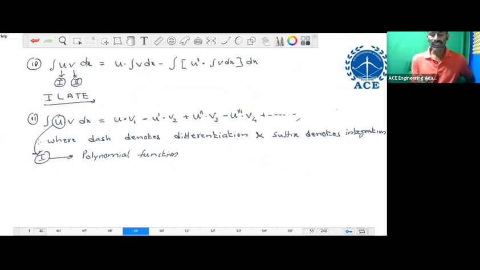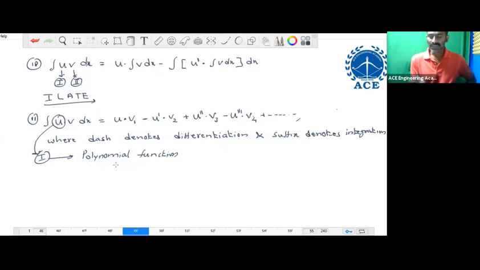Next, the 11th one is the generalized integration by parts formula. This is given by u into v1 minus u dash into v2 plus u double dash into v3 and so on. So on means infinitely many terms, but here we should have only finitely many. This process will stop when the derivative of the first function becomes zero, that is, when the first function is a polynomial. Otherwise, it will continue indefinitely.